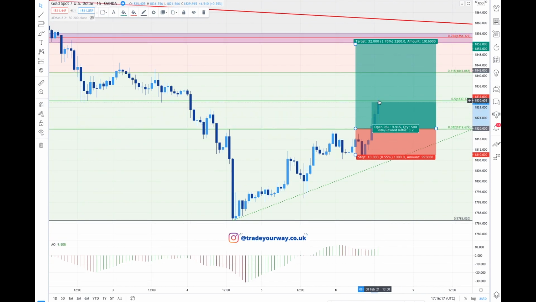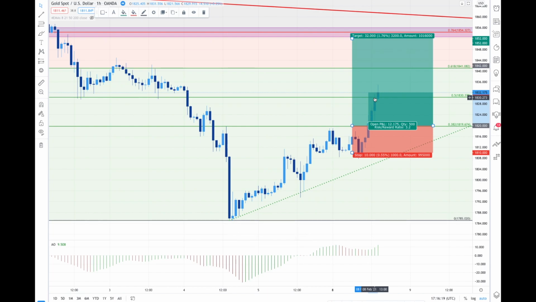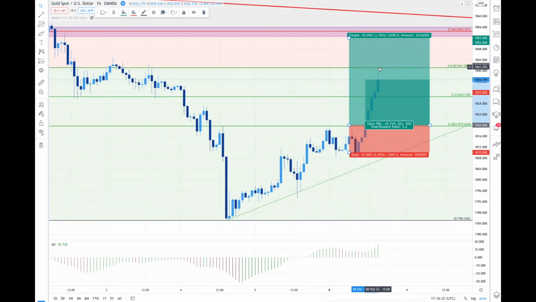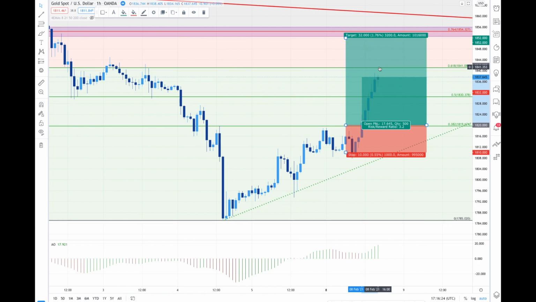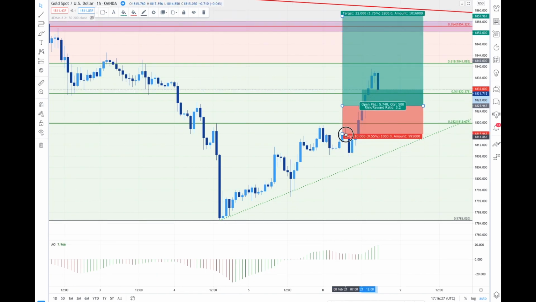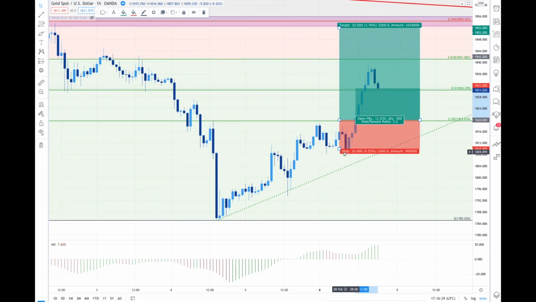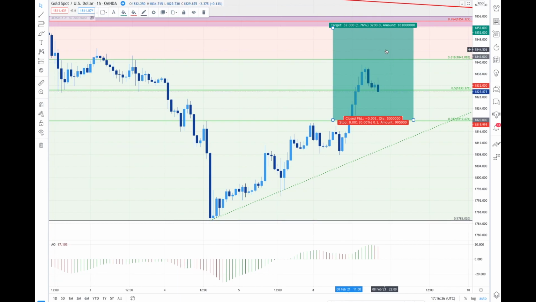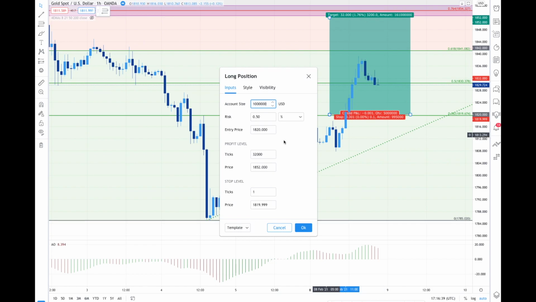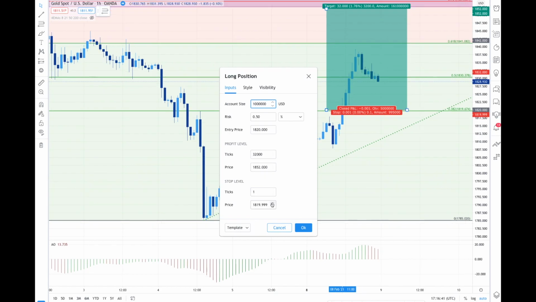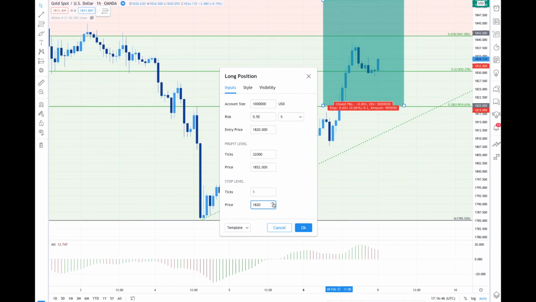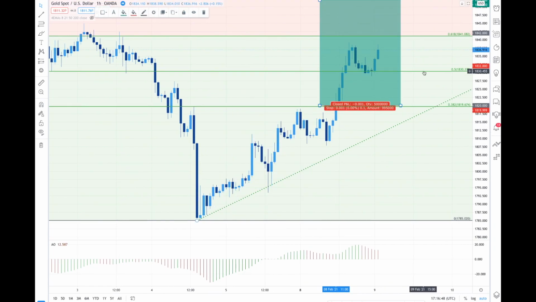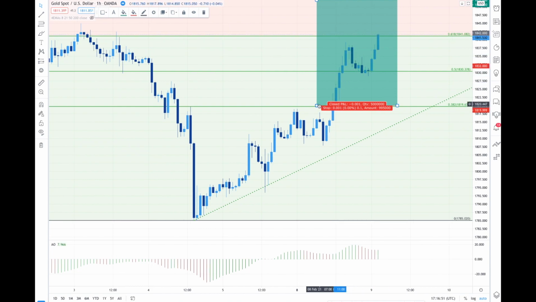It's hit our T1 if your T1 was a 50%. If your T1 is a 61.8, then you would continue to look for that, but you would also manage your stop loss by now, and move your stop loss to break even, and that would then safeguard this whole trade. Let's just make sure that is still the same because I moved it. But yeah, 1820 as an entry point, sorry, as a stop loss, just for argument's sake. Yeah, that's all good. And so then we would just trail our stop loss.